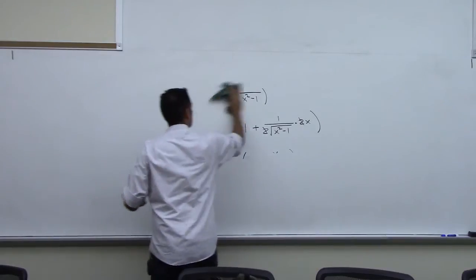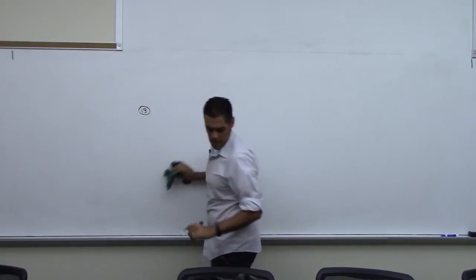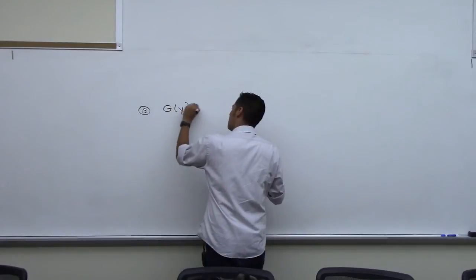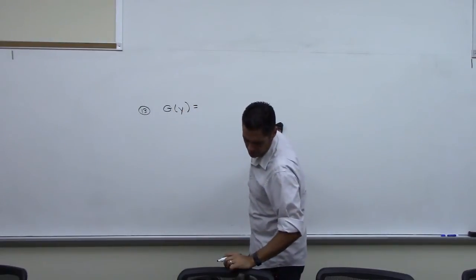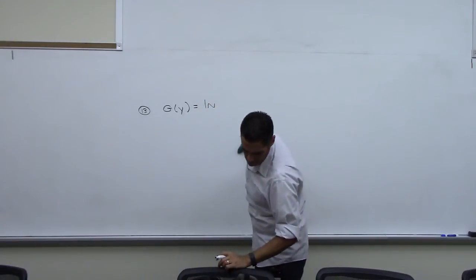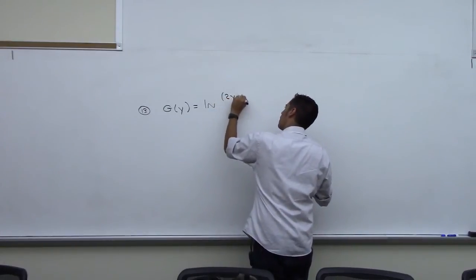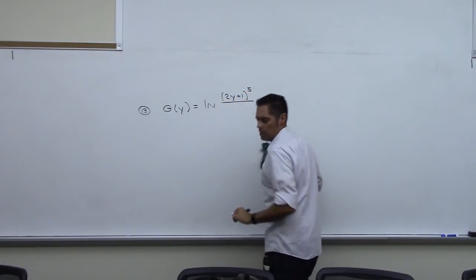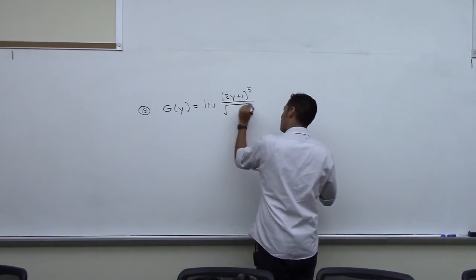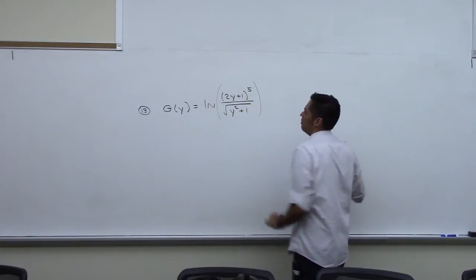So 13, these are starting to get uglier and uglier. We have capital G of y. So y is our independent variable. We treat it like x. Natural log, and then we have a fraction here. We have in the top 2y plus 1 to the 5th, and then over square root of y squared plus 1. Okay, just keep in mind that whole thing is inside that natural log.